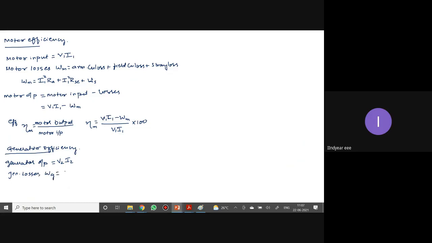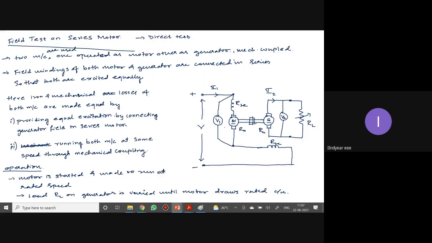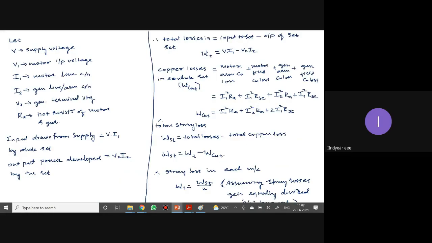WG is equal to armature copper loss plus field copper loss plus stray loss. So WG is equal to I2 square RA plus I1 square RSE, because the current in the field winding of the generator is I1. RSE is connected in series with the motor. Current in this is I1. So I1 square RSE it is. Plus WS.